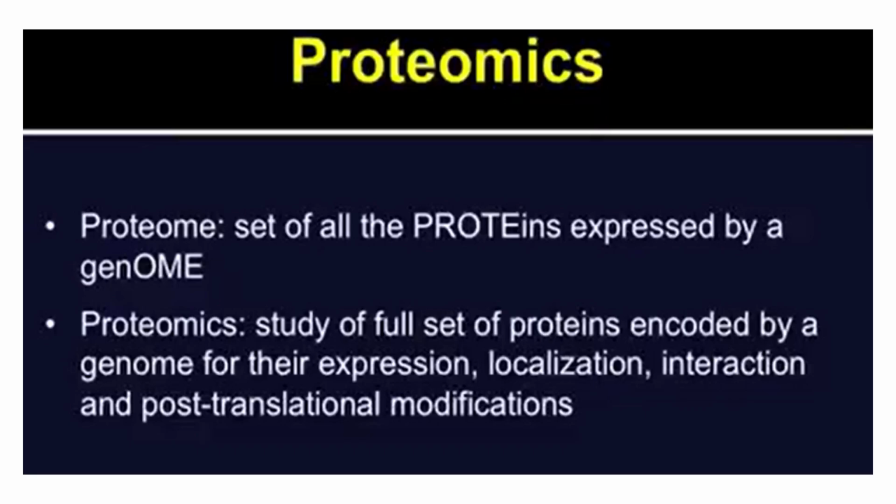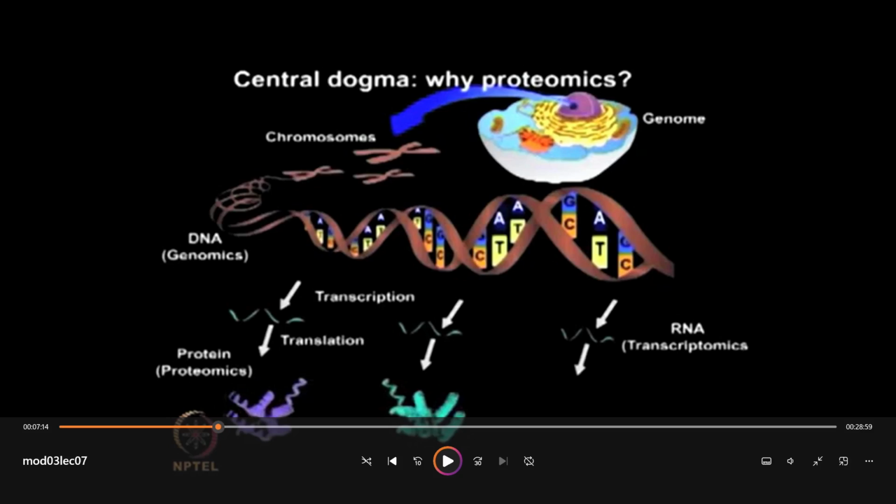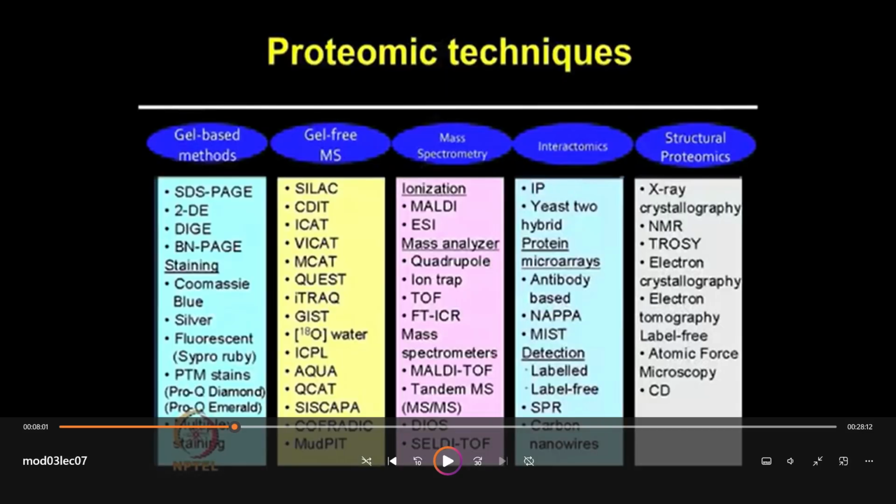So this is an overview of omics itself. We discussed the history, how genomics and proteomics came into the picture, and how the central dogma works. This slide also tells you about certain techniques which are gel-free. We are only discussing the gel-based ones, SDS-PAGE-based 2D electrophoresis and DIGE, and what kind of staining can be done with this method. There are a number of other methods which can also be used to study proteomics.